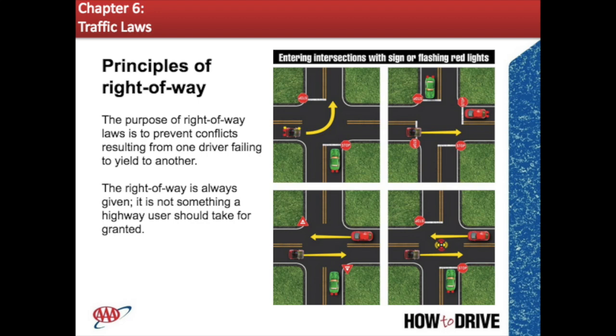Right-of-way laws are sometimes difficult to understand or apply. The purpose of right-of-way laws is to prevent conflicts resulting from one driver failing to yield to another. The right-of-way is always given. It is not something a highway user should take for granted. To be granted the right-of-way, a driver must be driving in a lawful manner. A driver cannot take the right-of-way by breaking another law. A driver has not yielded the right-of-way if he or she forces other highway users to slow down or to wait. Whoever has the last clear chance to avoid a collision has an obligation to do so.